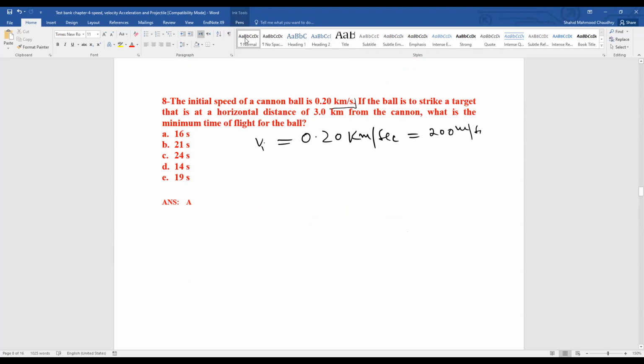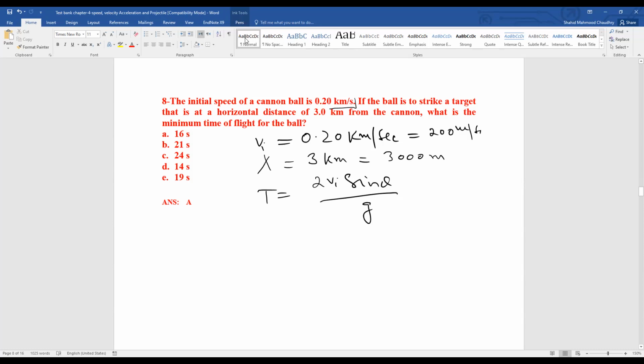If the ball is to strike a target at a horizontal distance of 3 kilometer, it means the X value is 3 kilometer, which is 3000 meter from the cannon. What is the minimum time of flight for the ball? So we have to find the time of flight. The time of flight formula, you remember, is 2 Vi sine of theta over g.